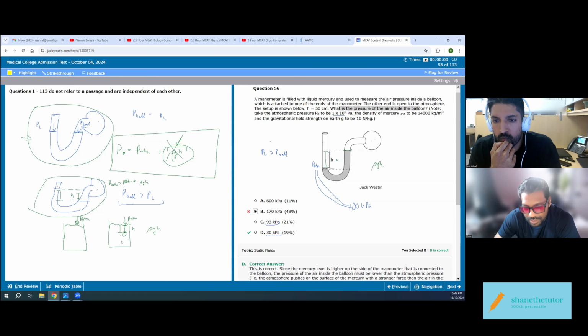So we know that the pressure of the balloon is now going to be equal to the pressure of the atmosphere minus rho GH, because the pressure on the left is going to be the pressure of the atmosphere plus rho GH, right? So we can agree that the pressure of the balloon is smaller than the atmospheric pressure, and it's also smaller than the pressure on the left, right?